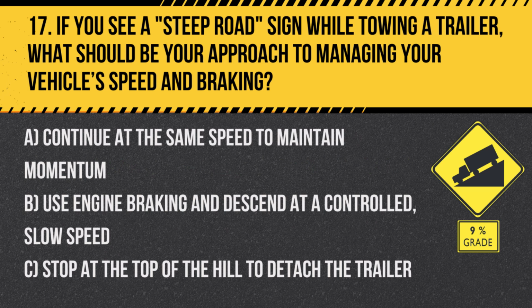Question 17. If you see a steep road sign while towing a trailer, what should be your approach to managing your vehicle's speed and braking? A. Continue at the same speed to maintain momentum. B. Use engine braking and descend at a controlled slow speed. C. Stop at the top of the hill to detach the trailer.